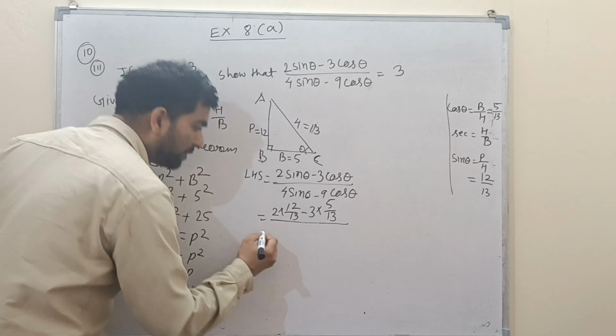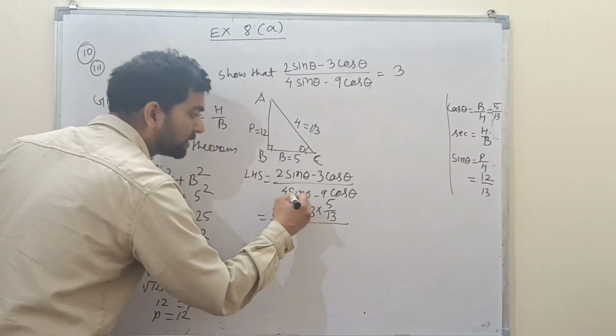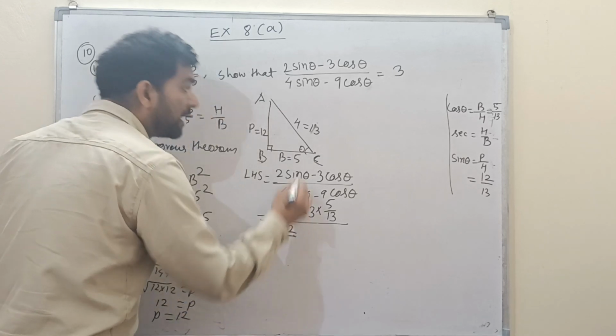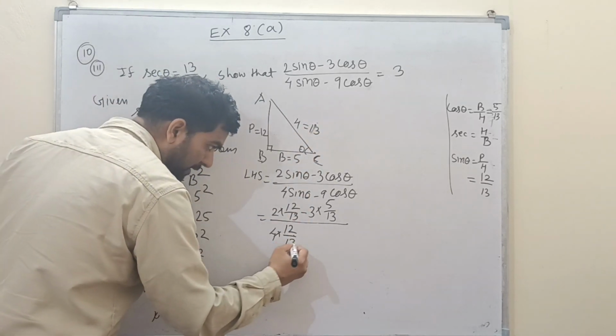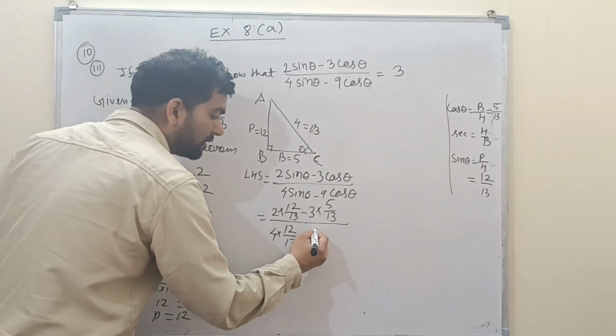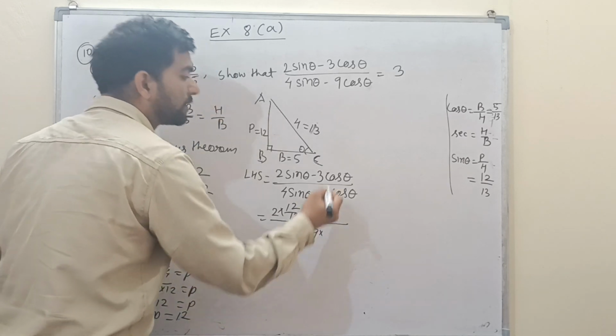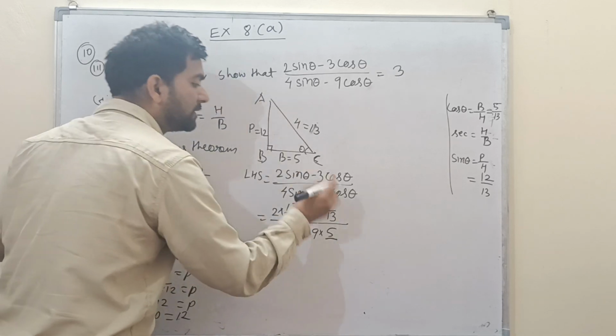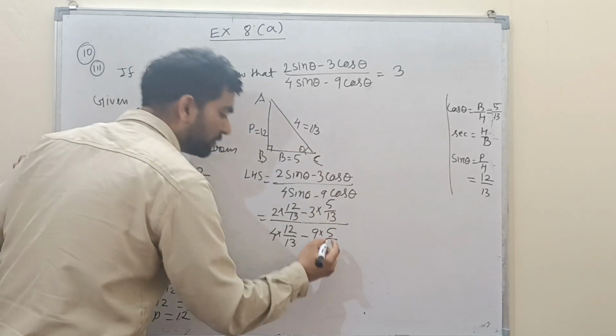Similarly, at the denominator, 4 will be 4 into sine theta. So it will be perpendicular, we have 12 by hypotenuse 13. Minus 9 will be 9 into cos theta. So cos is base, which will be 5, because theta is base, so base by hypotenuse 13.